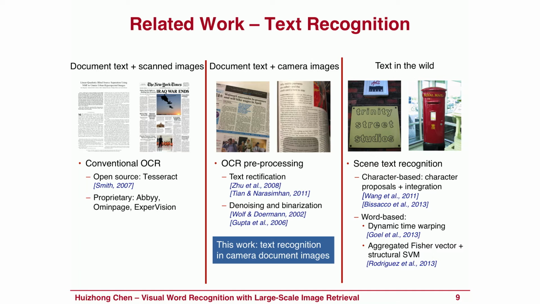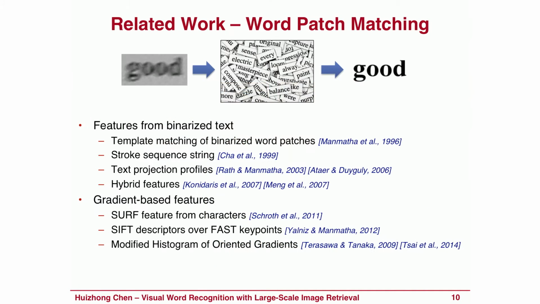However, we would like to emphasize that scene text recognition methods are computationally expensive. Hence, they are not suitable for recognizing document text that may contain hundreds of words per image. This work is about word patch retrieval. However, the idea of comparing word patches has been around for nearly 2 decades. Manmatha et al. proposed the first treatment on word patch matching using template matching on binarized word images.